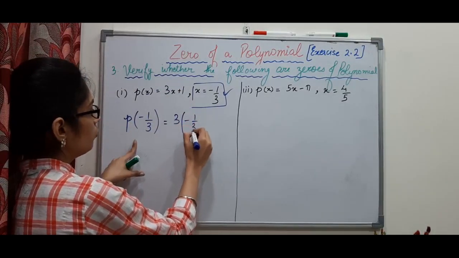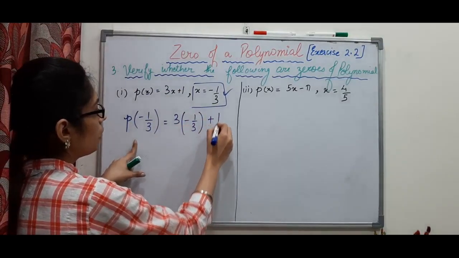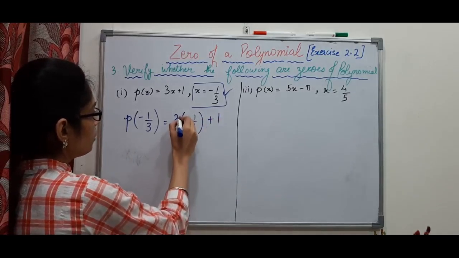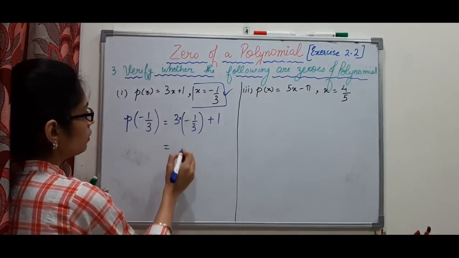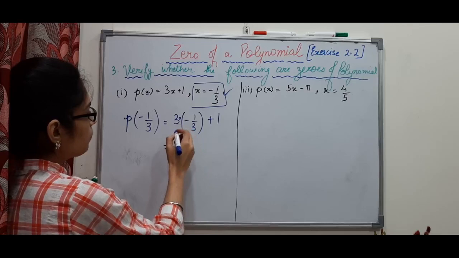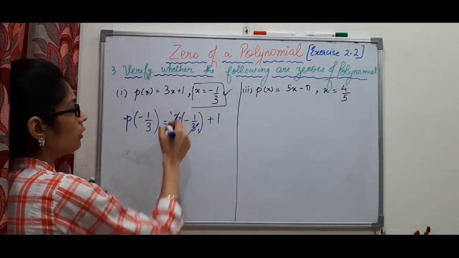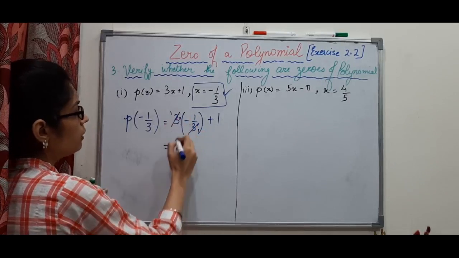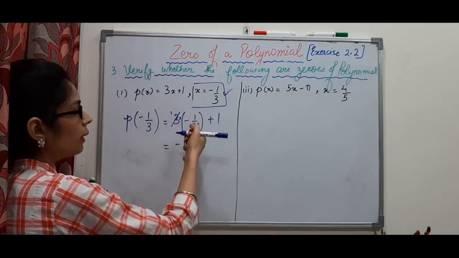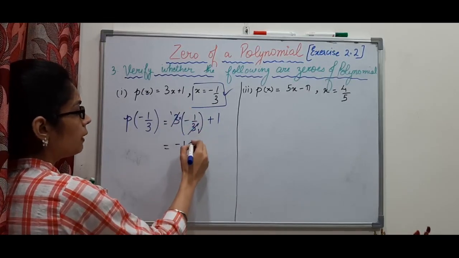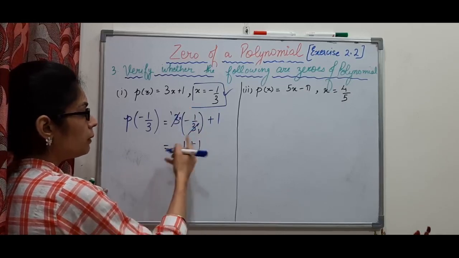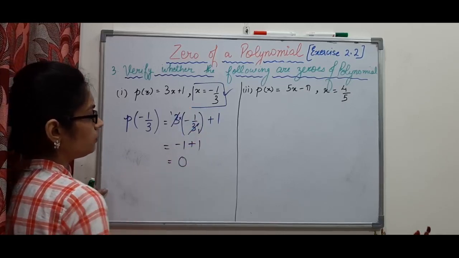Minus 1 by 3 plus 1. So this bracket means multiplication always. So we can see this 3 and this 3 will get cancelled. 3 into 1 is 3, 3 into 1 is 3. So I am left with minus 1, because 1 into minus 1 will be minus 1, plus 1. Minus 1 plus 1 is equal to 0.